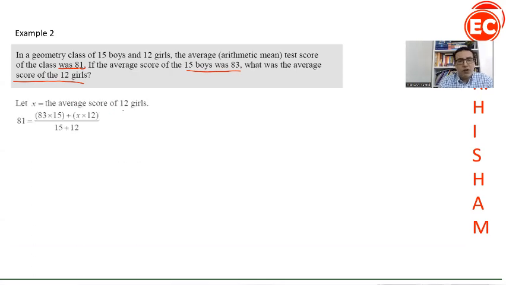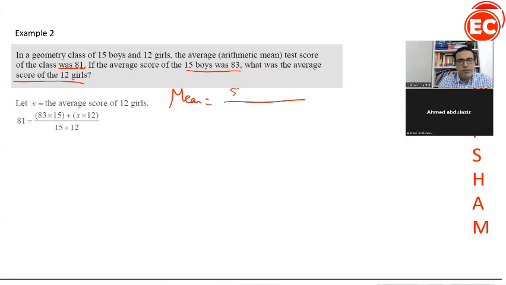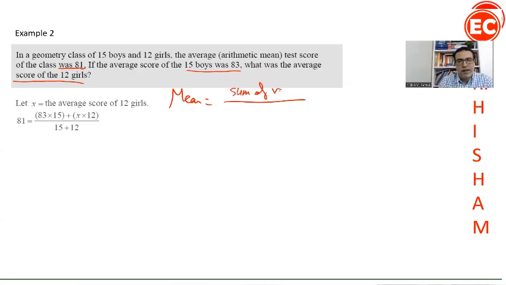Let X be the average of the 12 girls, and I wanted to calculate the mean. Mean is equal to the sum of the values divided by the number of values. The sum of the values is 15 boys, and the average of each one of them is 83, and 12 girls, the average between them is X, divided by the total number of the students, which is 27, is equal to 81.